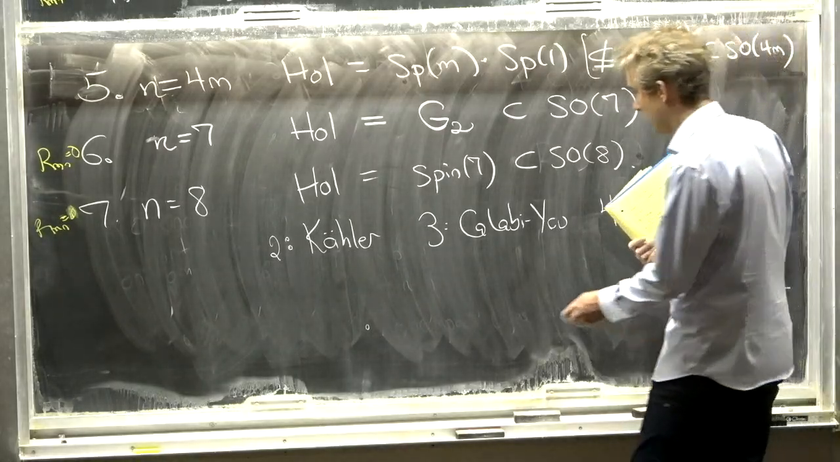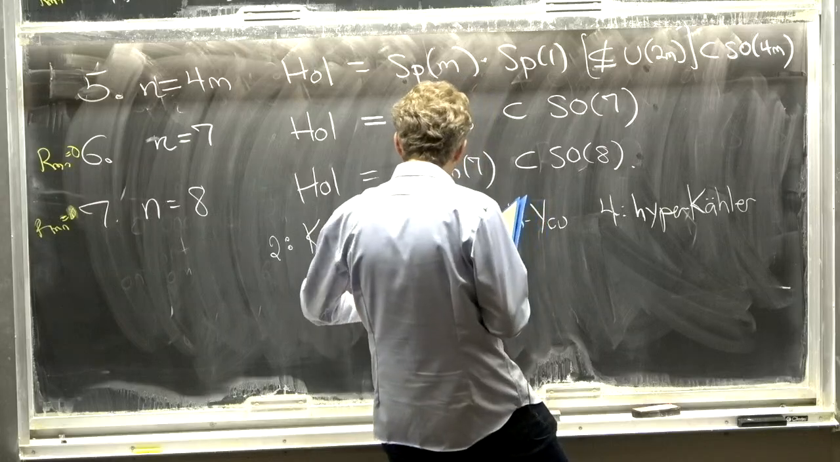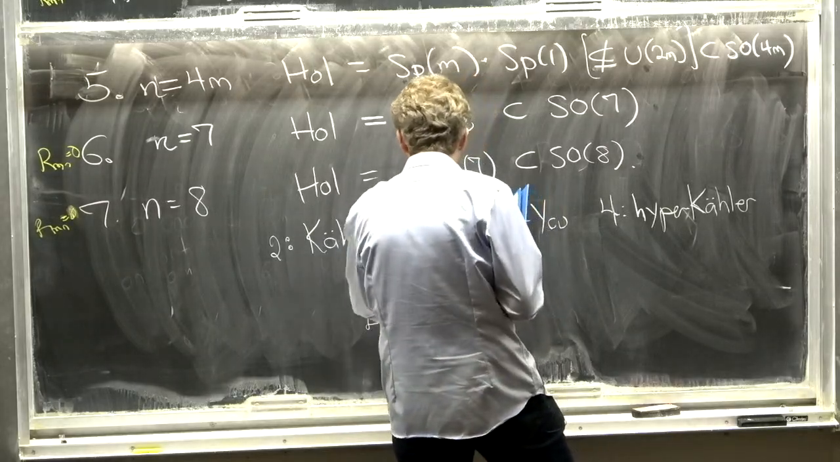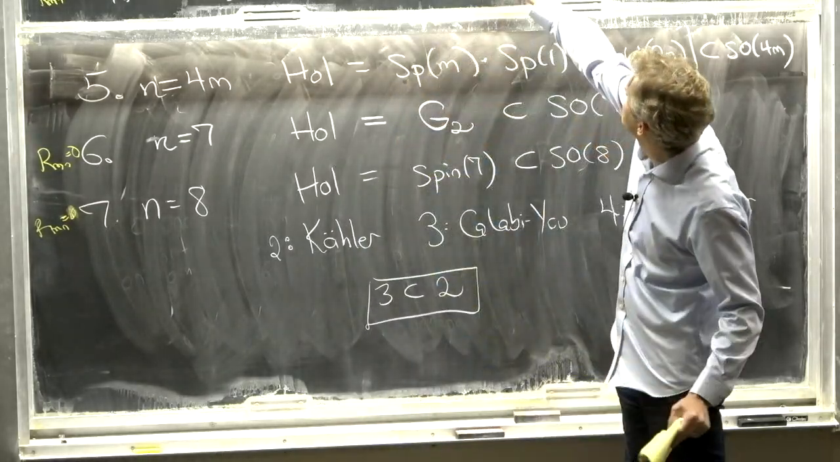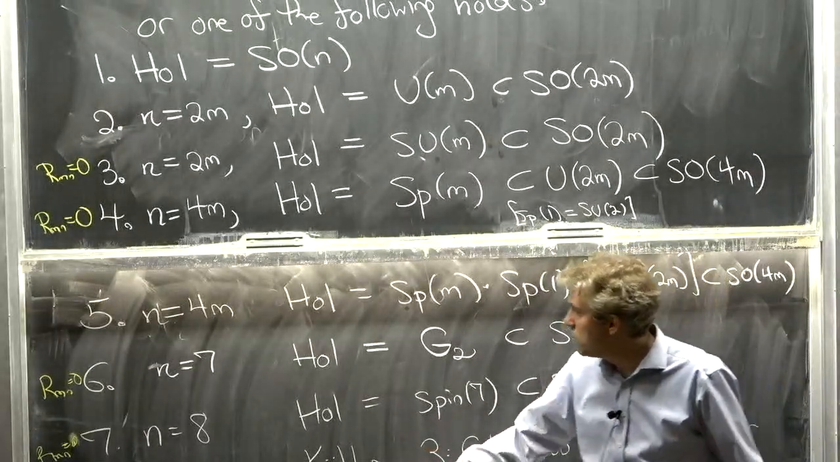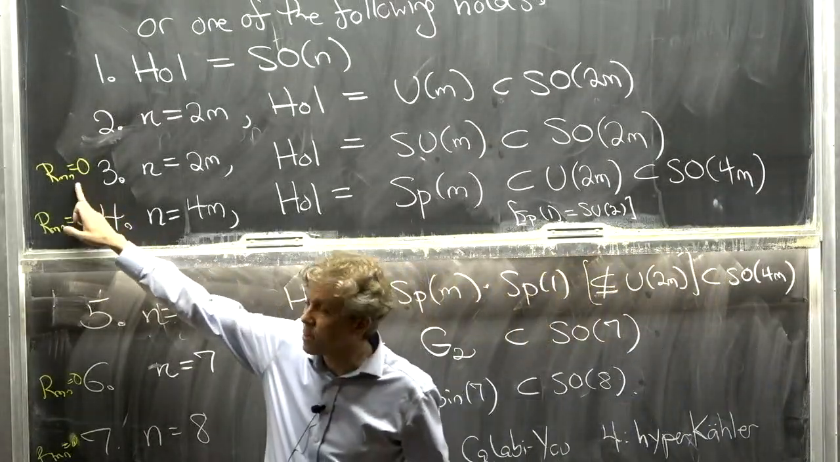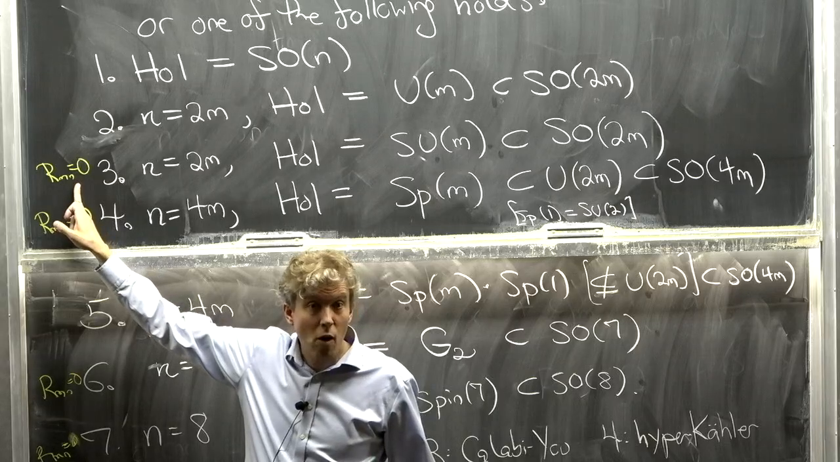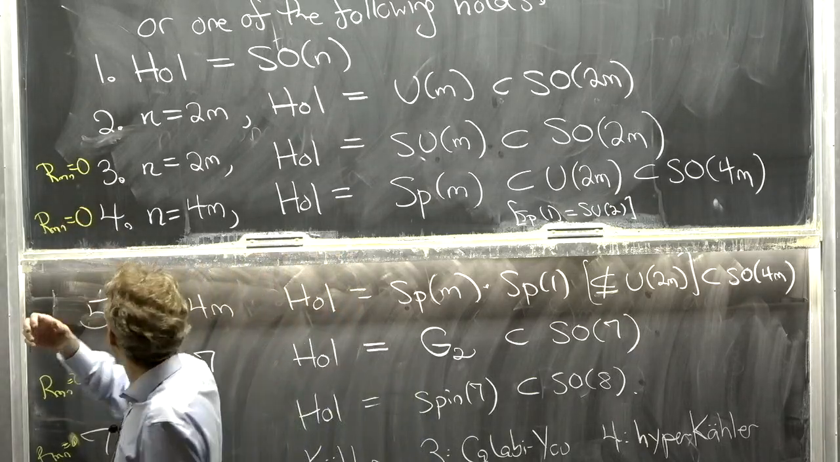And class 3 is a subset of class 2. Right? You can see that this is a special case of the above. And so Calabi-Yau manifolds are Kähler manifolds. And they're Kähler manifolds that have vanishing Ricci. And so our game is going to be to find manifolds with holonomy.